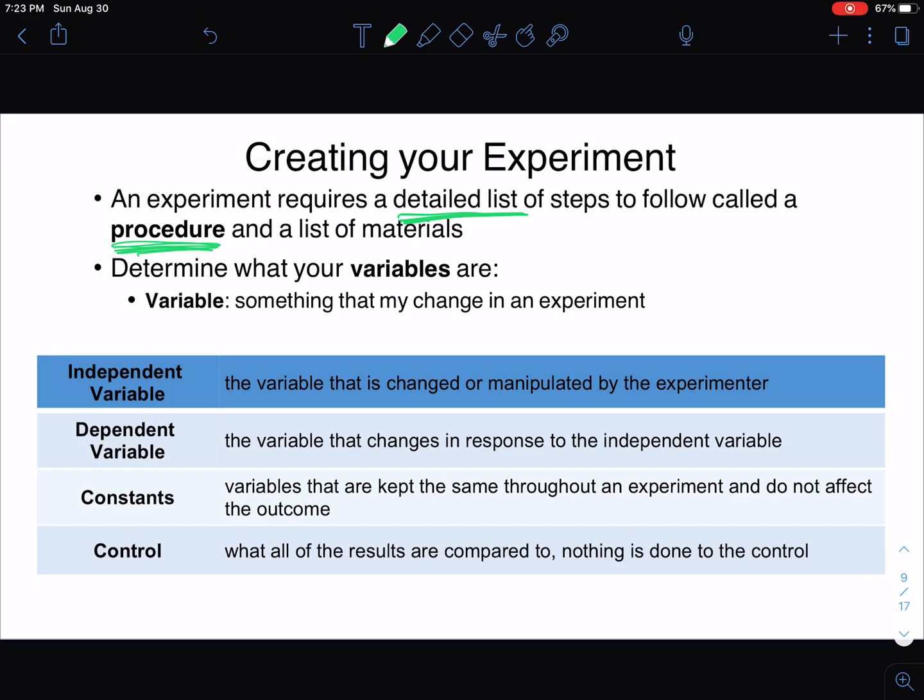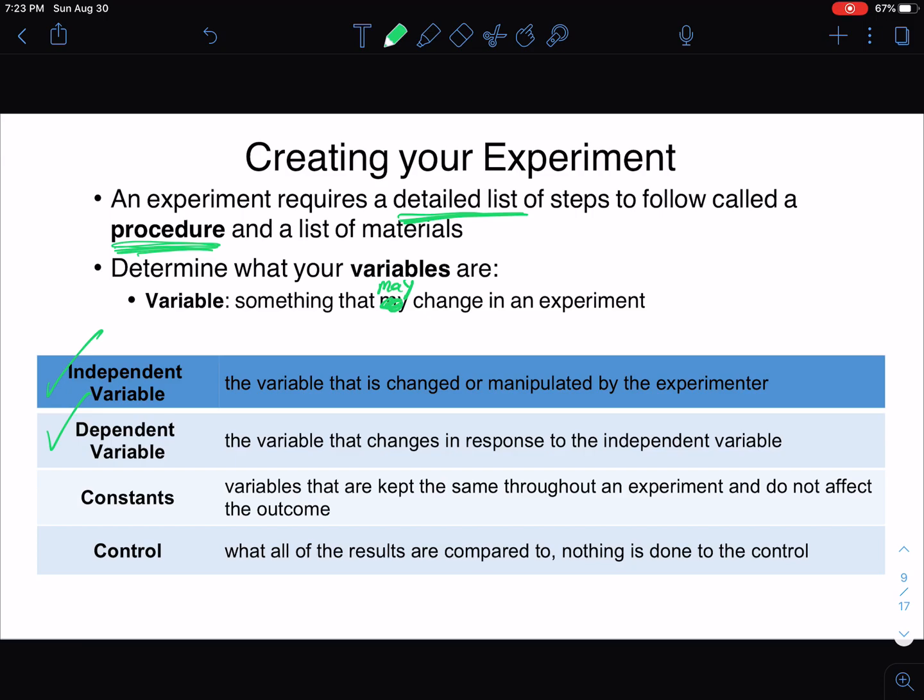After you start to make your procedure, when you're trying to figure out what you're actually going to do in your experiment, you need to figure out your variables. Variables are something that may change in an experiment. We've already studied the independent variable and dependent variable. The independent variable is the thing that you're controlling in this experiment, and the dependent variable is what's affected. It's what you're trying to see what happens.